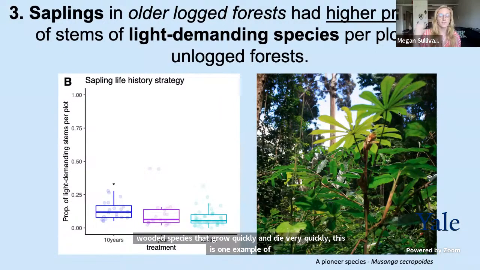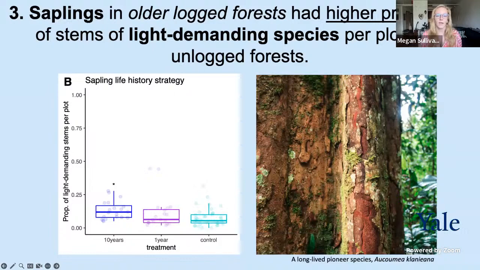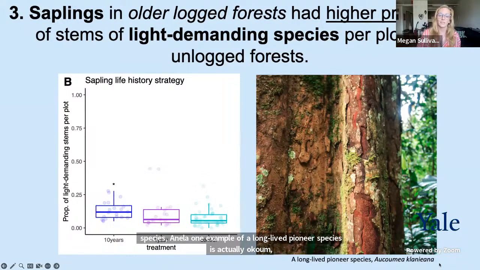But there is another type of light-demanding species that I mentioned before, these long-lived pioneer species. And one example of a long-lived pioneer species is actually Okoume, Aucoumea klaineana, which is one of the most commonly logged species in this particular logging concession and across many logging concessions in Gabon.